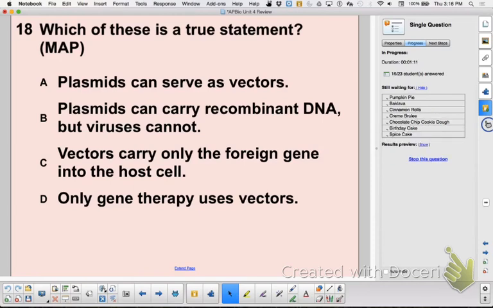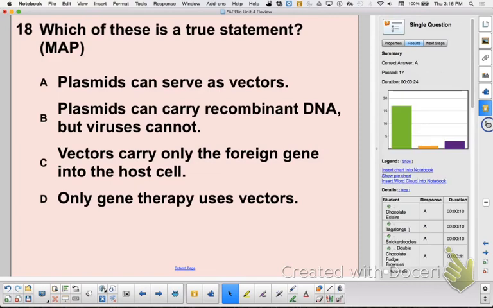5, 4, 3, 2. Just A. What's the word you look out for in B? Virus is but. Yeah, but, sure. Look out for a big but.